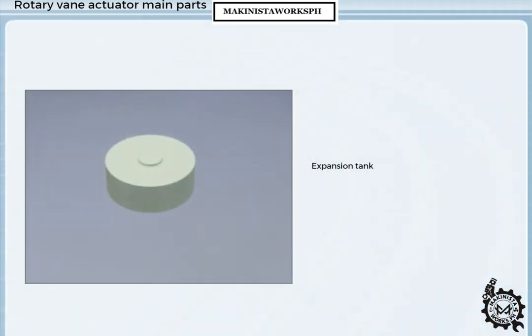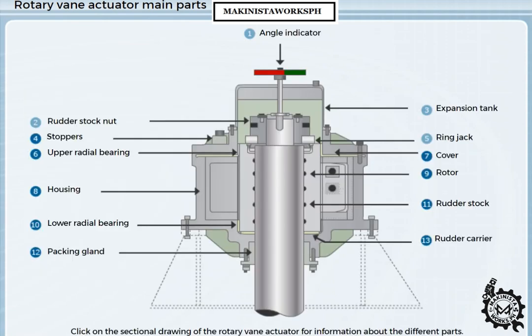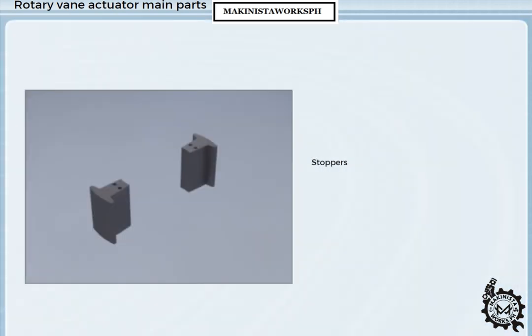Expansion tank. This tank serves as a reservoir and expansion tank for the system oil. Stoppers. Make boundaries for the pressure chambers and also set the limits for the rudder angle to each side.